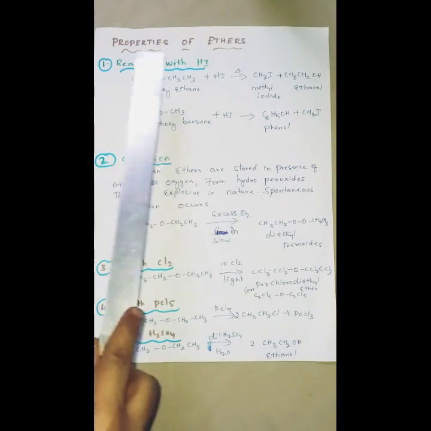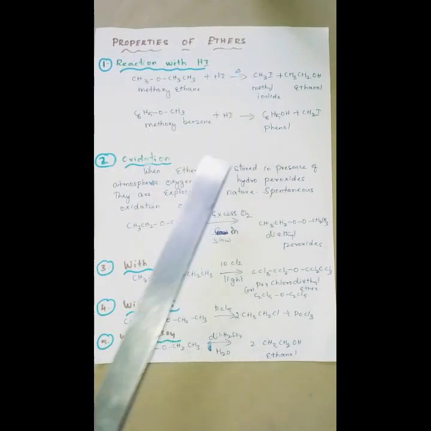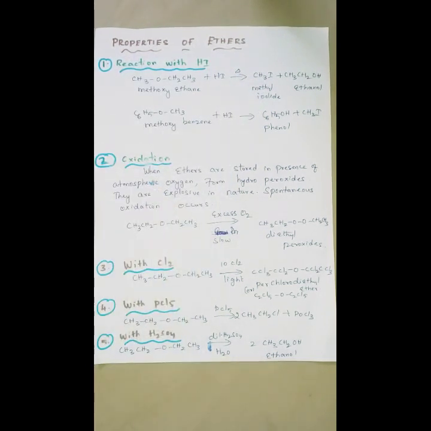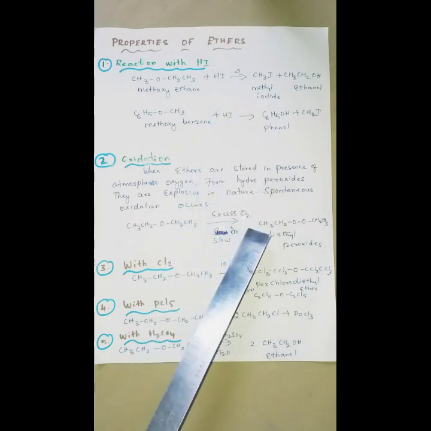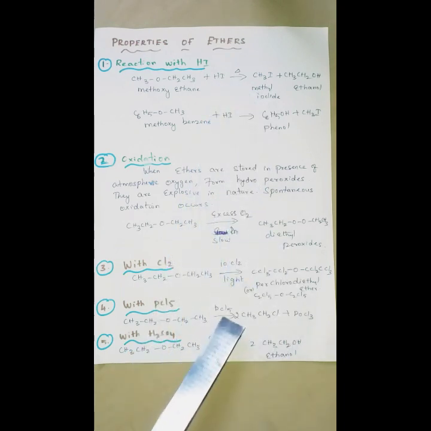Next, coming to properties of ethers. This may be asked in a 5 mark question. That is, how ethers react with number 1, HI, and oxidation, that is with O2, with chlorine, with PCl5, with H2SO4. These 5 properties are very, very important.